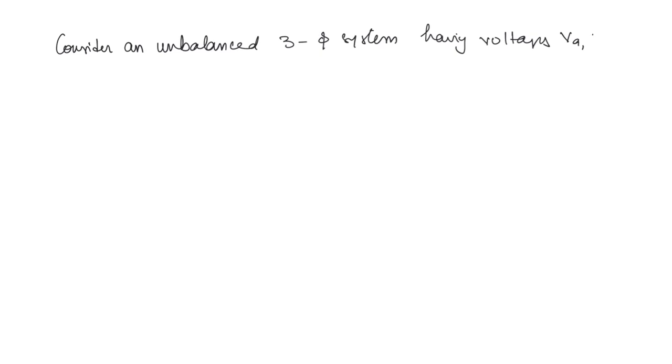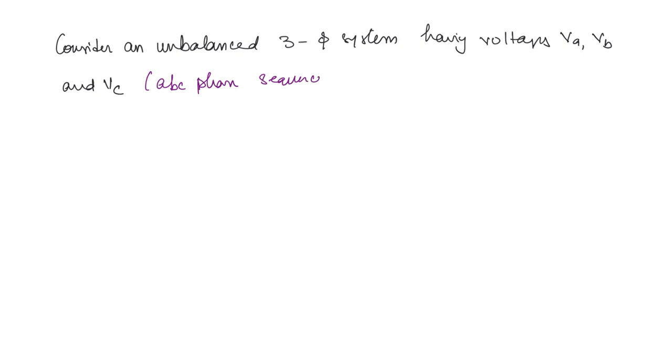So consider an unbalanced three-phase system, and let the voltages of the three phases be VA, VB and VC, and the phase sequence is ABC.